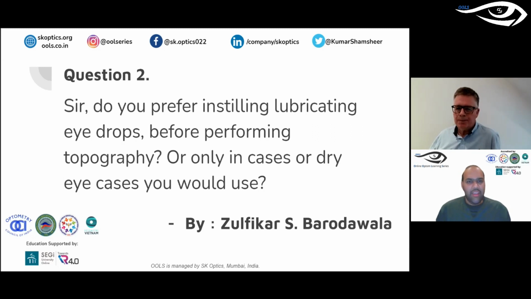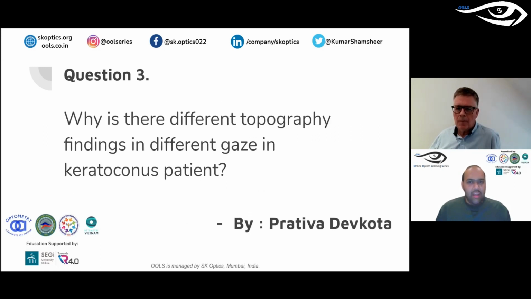But great question. And have you found any difference in performing topography in different gazes for keratoconus? And if yes, why does that happen? I can tell that these are coming in from patients who are very experienced and very familiar with corneal topography.